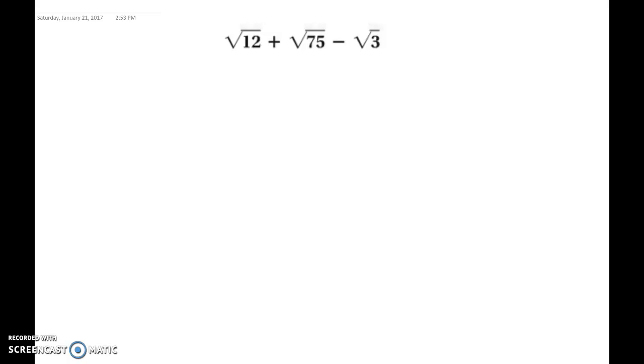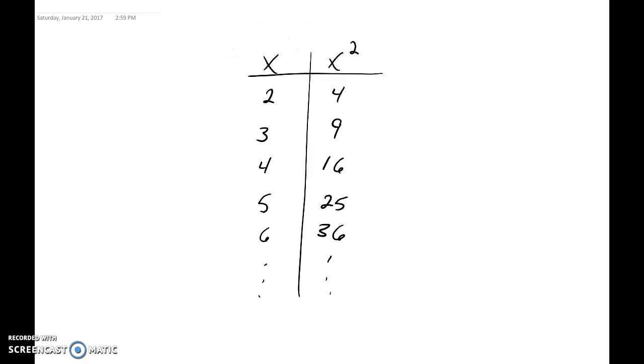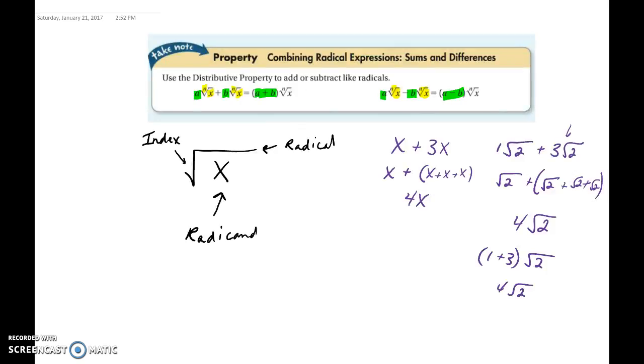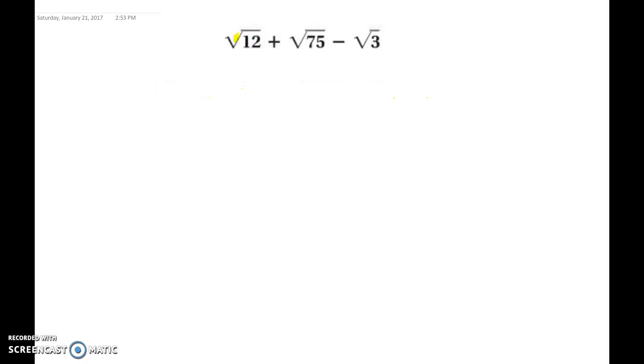So here, the square root of 12, since our index is 2, we would go back to our chart that we made before, and we would only look at our perfect squares, and we would see, do any of these numbers divide evenly into 12? Well, 4 does. So we can rewrite the square root of 12 as the square root of 4 times 3. And then the square root of 4 is equal to 2, so it's 2 times the square root of 3.